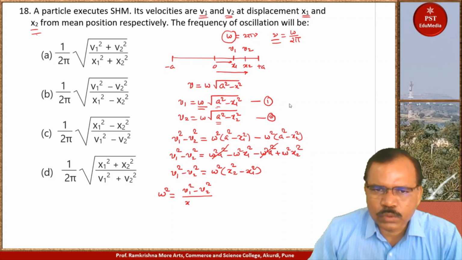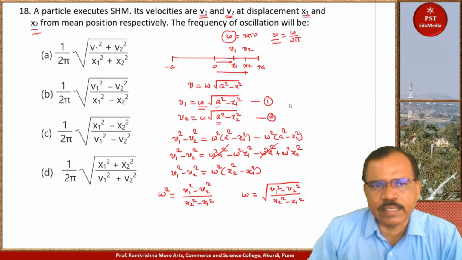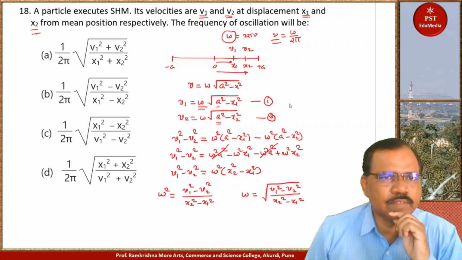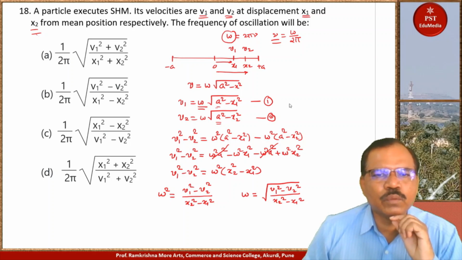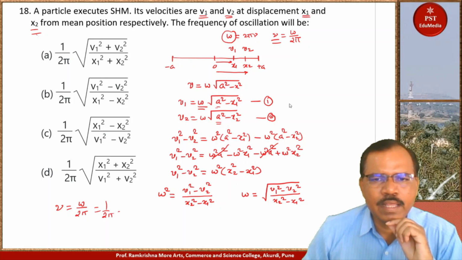Now here x2 square minus x1 square. So what is omega? omega is equal to square root of v1 square minus v2 square divided by x2 square minus x1 square. So what is nu? Nu is omega upon 2 pi. So simply divide this by 2 pi. So you will get 1 upon 2 pi v1 square minus v2 square upon x2 square minus x1 square.